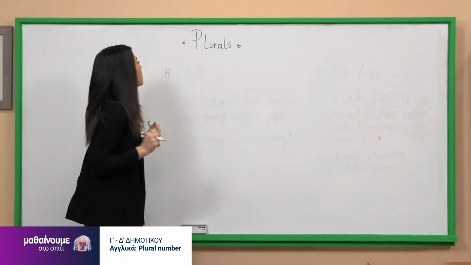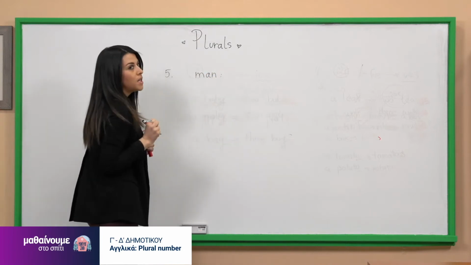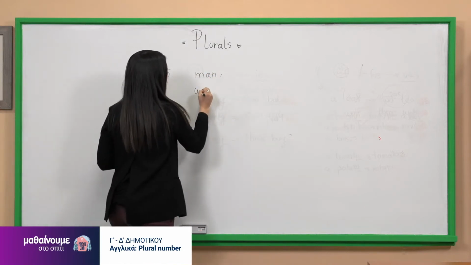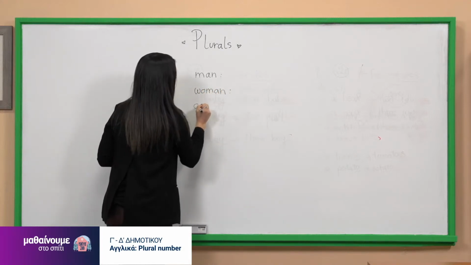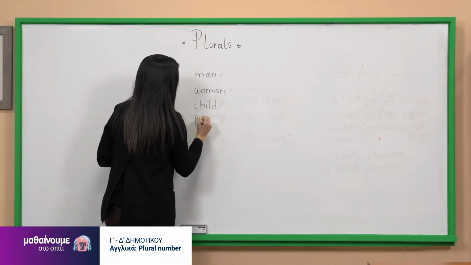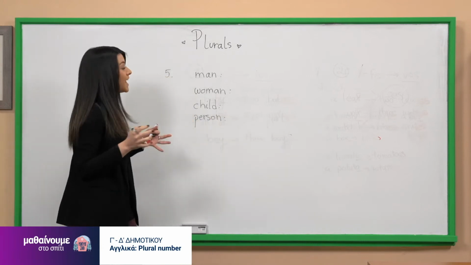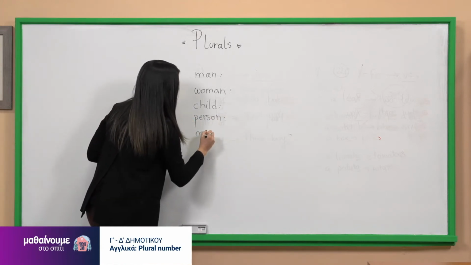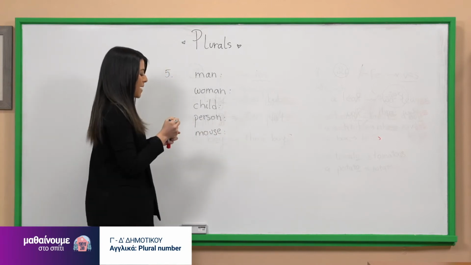What do we have? We put them in categories, maybe it's easier. Man, ο άντρας. Woman, η γυναίκα. Child, το παιδί. Person, ο άνθρωπος γενικότερα. And let's put here the mouse. Είναι και κάποια άλλα, αλλά αυτά είναι τα βασικά. Mouse, το ποντίκι.